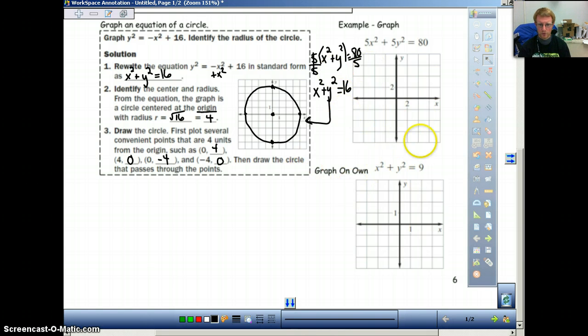What I want you guys to do is do this one on your own. Graph that real quick. It should not take you long. Really all you need to know is what your radius is. So hit play when you're ready.